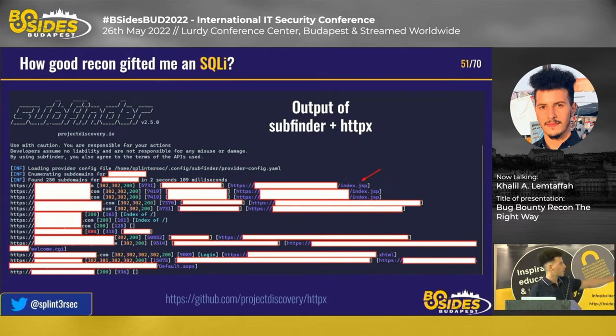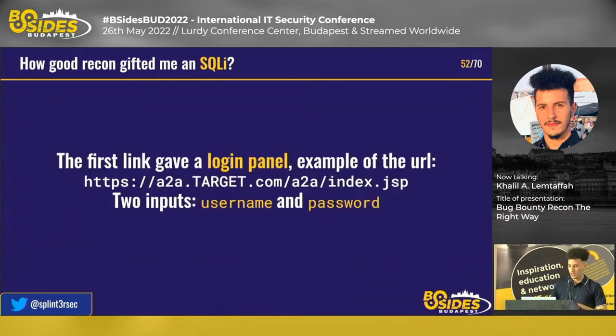And as you can see in the first line of the output, there's a subdomain which ends with index.jsp after the redirect. There's a 302, 302, and 200. So I just decided to hack on that subdomain. It gave a login panel, and this was the example of the structure of the subdomain. And the login panel had two inputs, username and password.